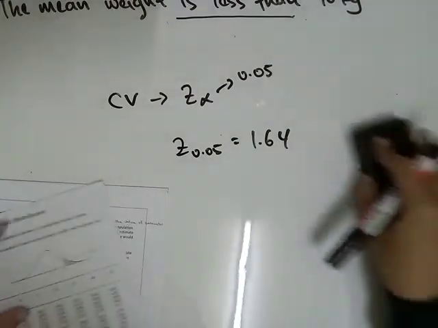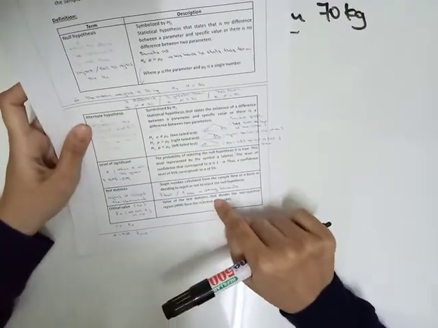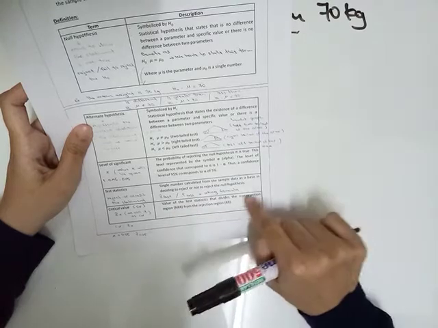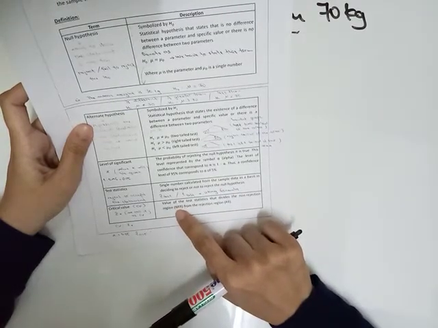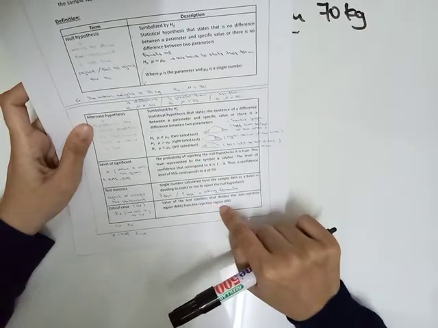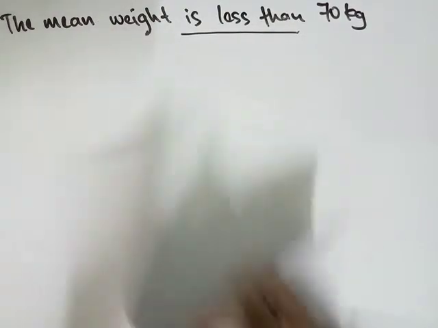Apa function critical value ni? Okay, critical value, look at the description. The value of the test statistic that divides the non-rejection region, we call it short form as NRR, from the rejection region, short form dia RR. Okay, function critical value ni. Okay, look at the next page.